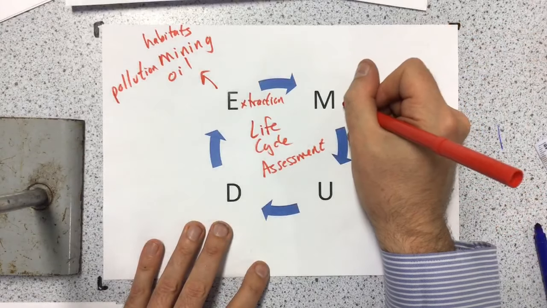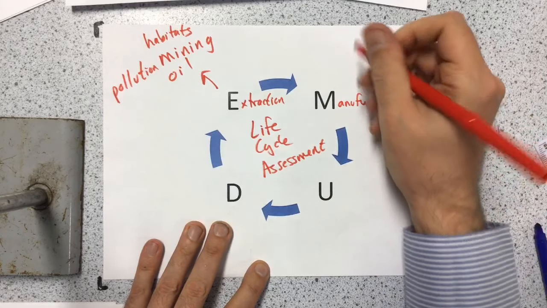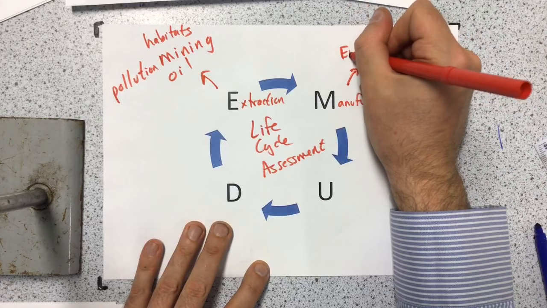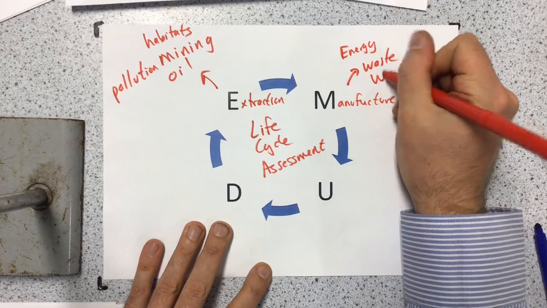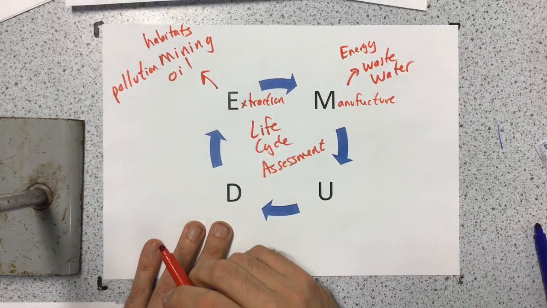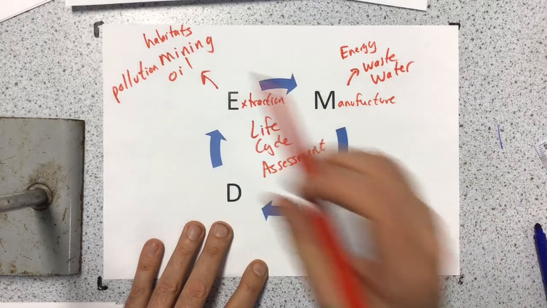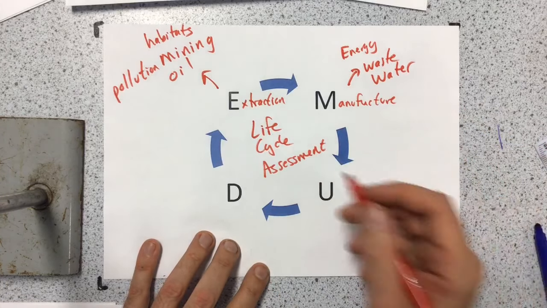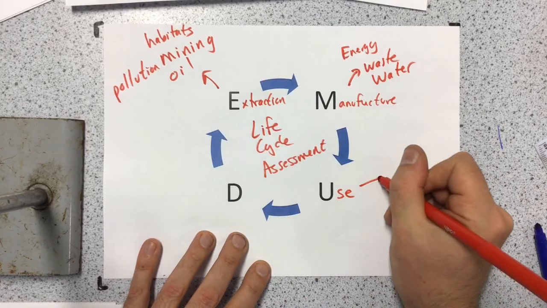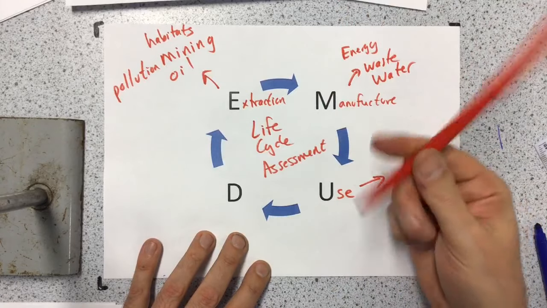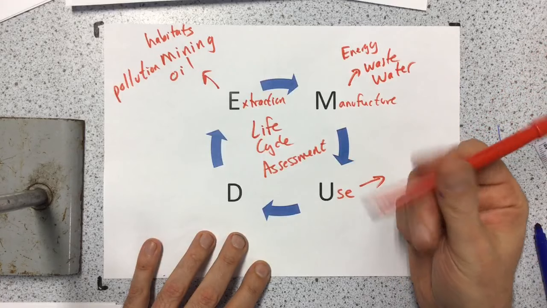The next step is the manufacture of an object or product. This is done in a factory, which will use energy. It produces waste. It may use lots of water. Okay? So again, it has an impact on the environment. Extraction has an impact on the environment. The third stage of a life cycle assessment is the use of what you have made. Okay, so for example, this pen, we don't worry too much about that stage because during its use, this pen's not really having much of an effect on the environment.